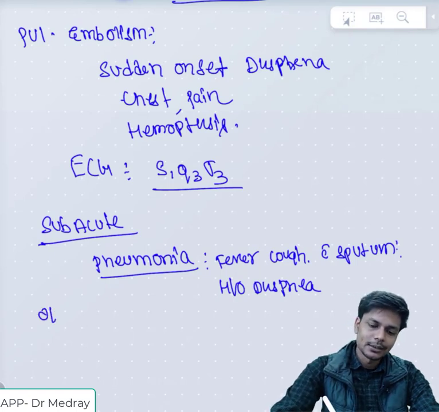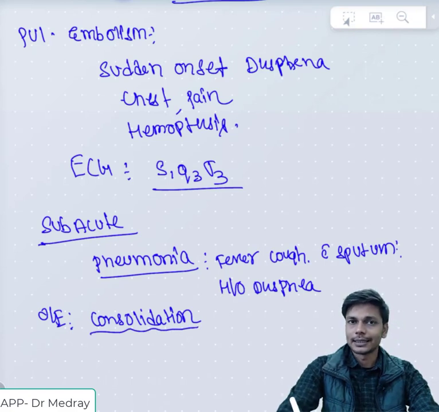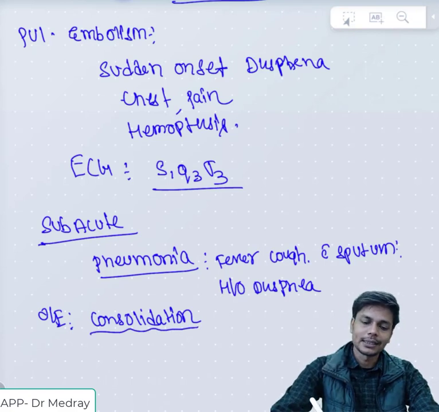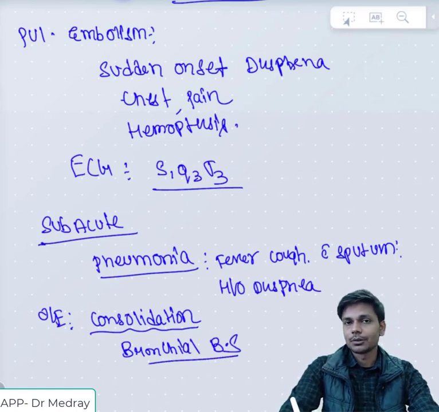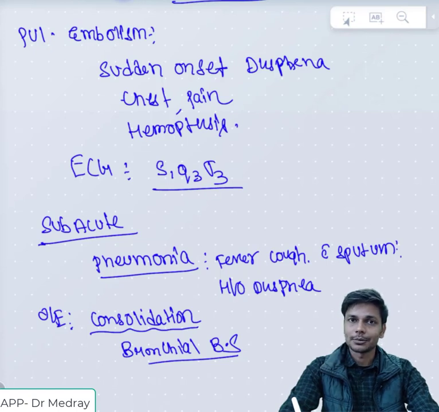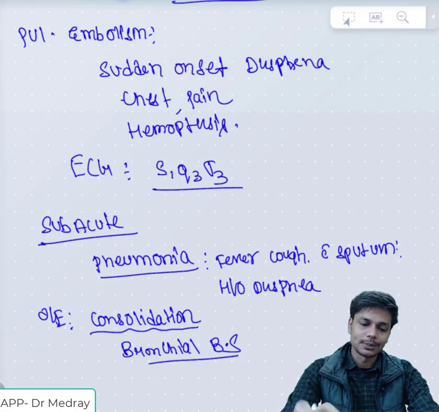on examination you can get the findings of consolidation. What are the findings of consolidation? We will discuss it in the examination section. Remember here that in consolidation we get a bronchial breath sound. What is bronchial breath sound? What are the other different types of breath sound? What are added sounds? We will discuss it in the examination section of the respiratory system.